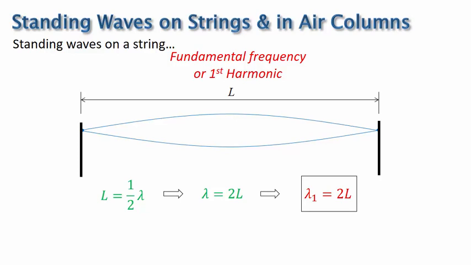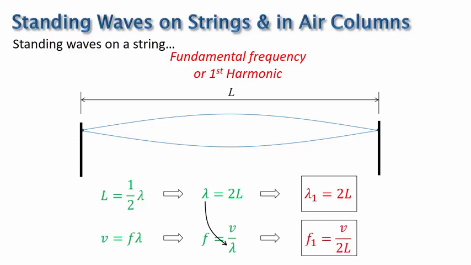Now to find an equation for the frequency, we'll start with the common wave relationship, speed equals frequency times wavelength, and then solve that equation for frequency, and substitute the equation we just found for wavelength into this equation, which gives us the equation for the fundamental frequency. Again, we give it a 1 subscript because this is the first harmonic. As you can see, the frequency of the fundamental standing wave depends on the length of the string and on the speed of the wave in the string.